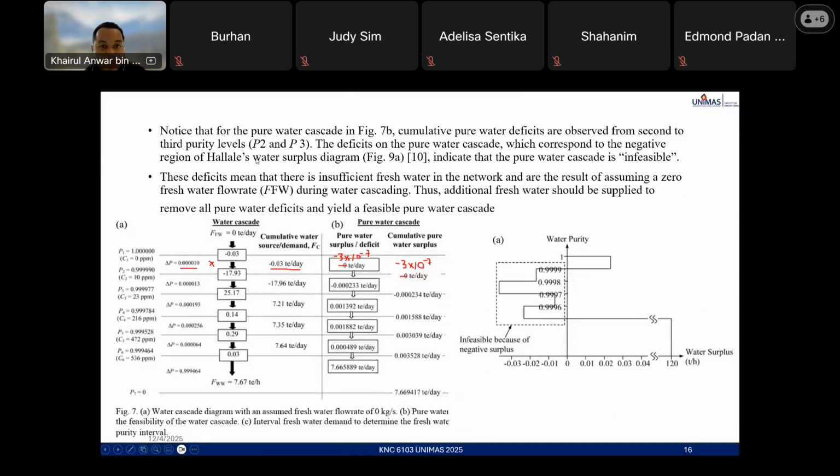Notice that for the pure water cascade in Figure 7b, cumulative pure water deficit is observed from the second to third quality. So the negative sign is for two quality levels P2 and P3, a deficit on the pure water cascade, which corresponds to the negative region of the surplus diagram in Figure 9a. This indicates that the pure water cascade is infeasible because of the negative region.